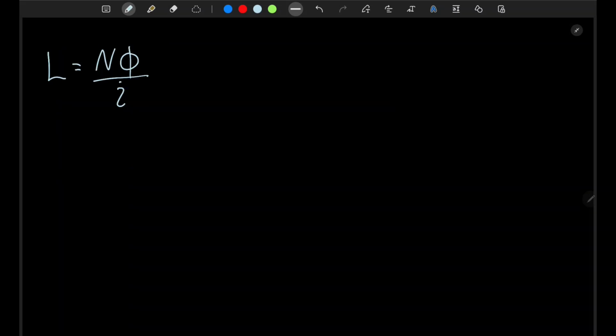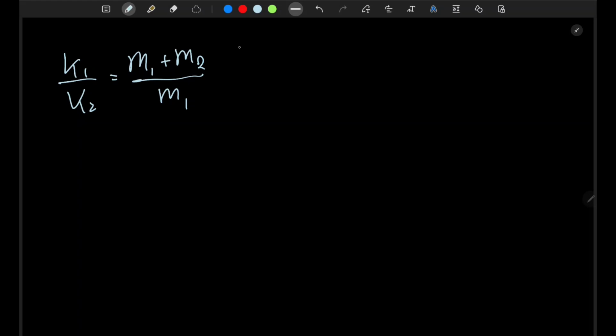Okay, so here's another example. L is equal to n phi over I. And let's say that we want to solve for phi. And so we can look at the I, we can push that diagonally up, and the n, we push that diagonally down. So then we are left with L multiplied by I from pushing the I up, and then pushing the n down, over n is equal to phi, and we are done in one step.